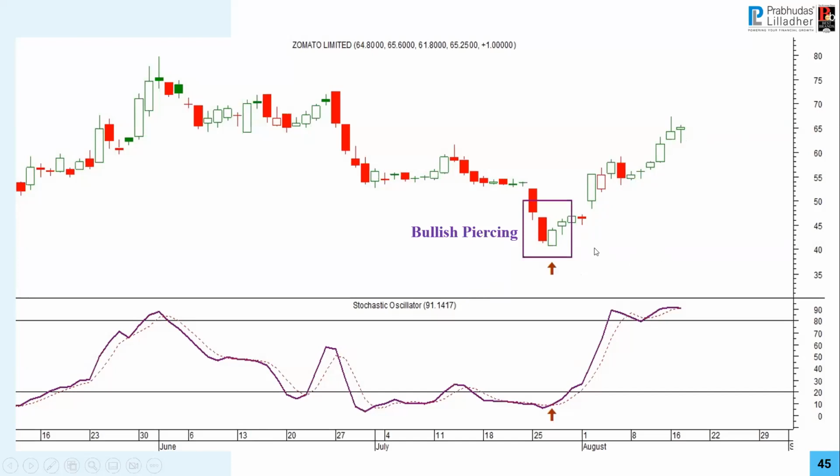Yes. So have a look at systematic studies: the stock being deep oversold, the bullish piercing occurrence with the support of the stochastic, and how beautiful. And are we now ready to book profit? Not yet, because the stochastic is still in the overbought zone, not yet giving us the sign of reversal.